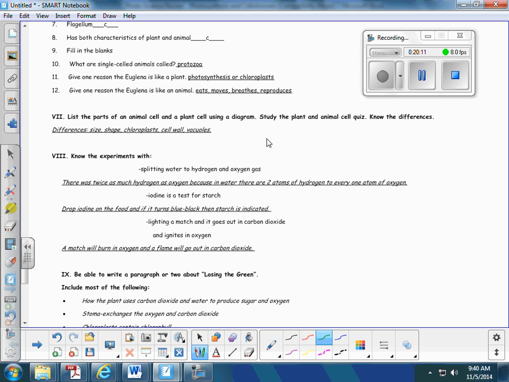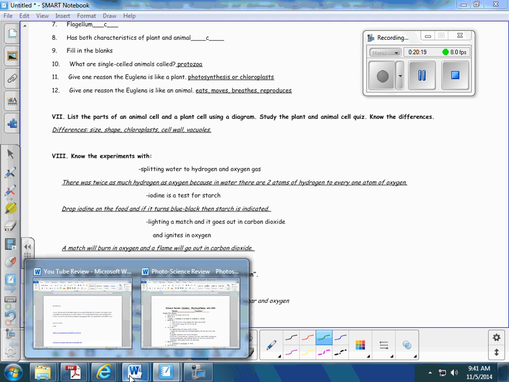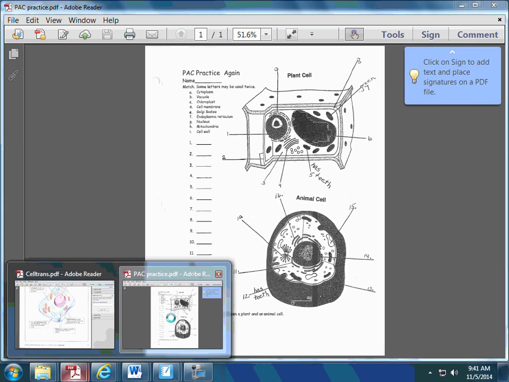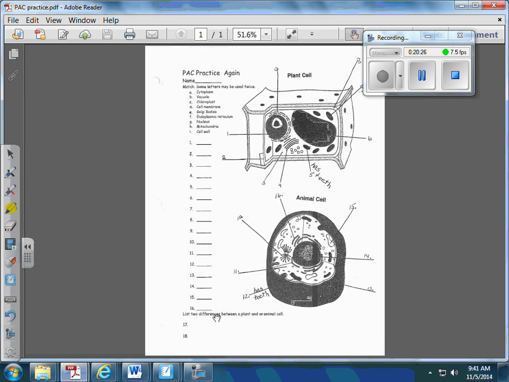Number 7, list the parts of an animal cell and a plant cell using a diagram. Study the plant and animal cell. Know the difference. All right, let me see if I can pull this up without creating havoc here, folks. Hold on. Right there is what you need to study.